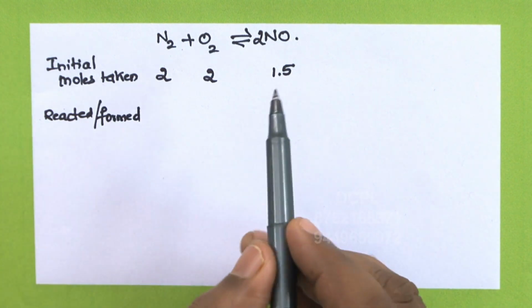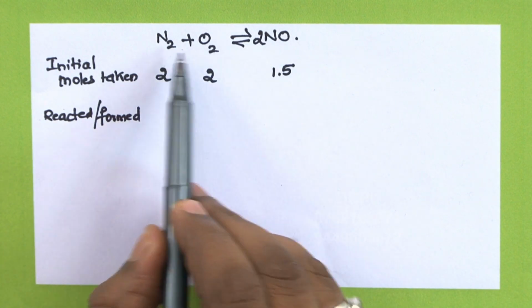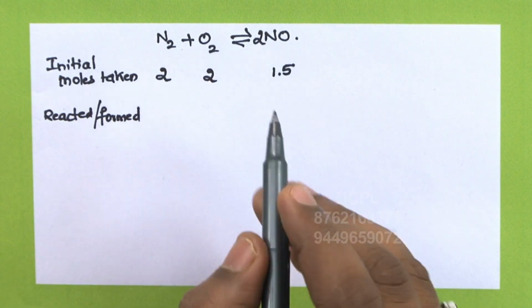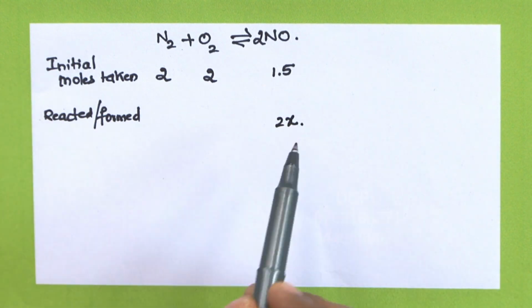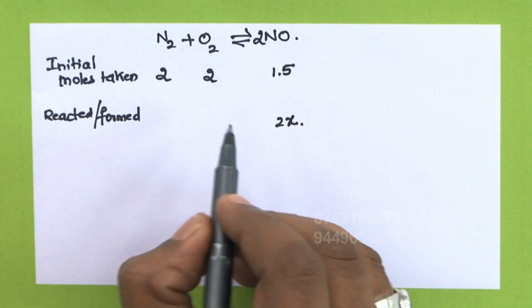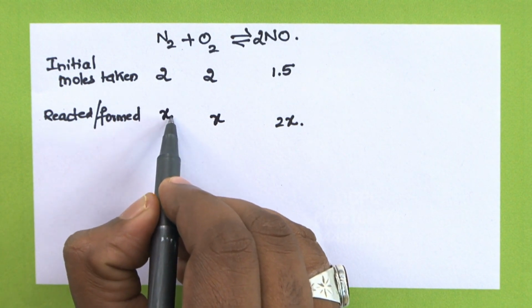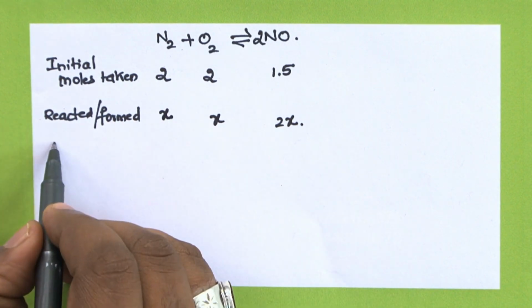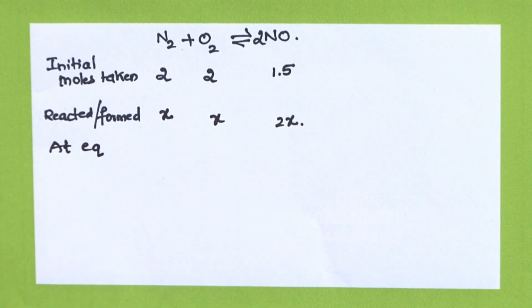Let us consider that since we have come to a conclusion that NO reacts to give N2 and O2, let the moles of NO reacted be 2x. If you look at the reaction, if 2 NO reacts, we get 1 O2 and 1 N2. So if 2x reacts, you get x N2 and x O2. Now, the number of moles at equilibrium.